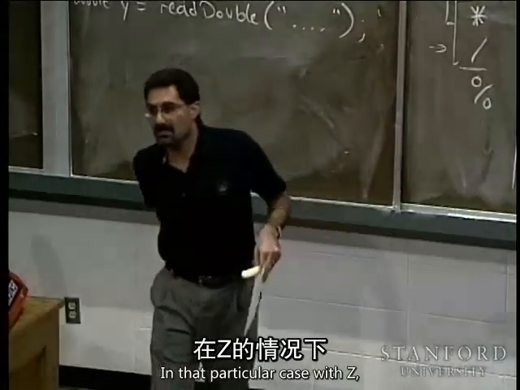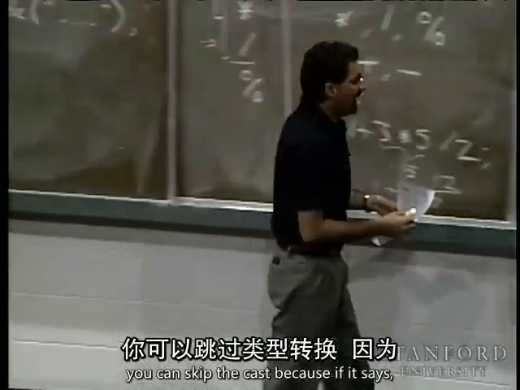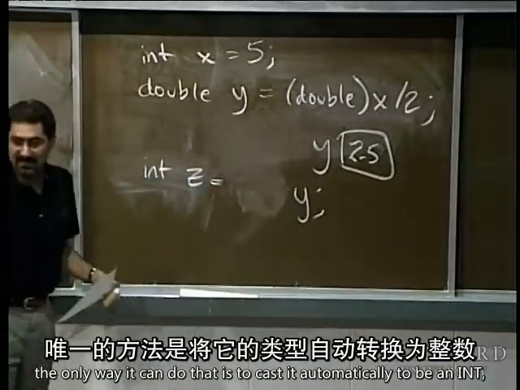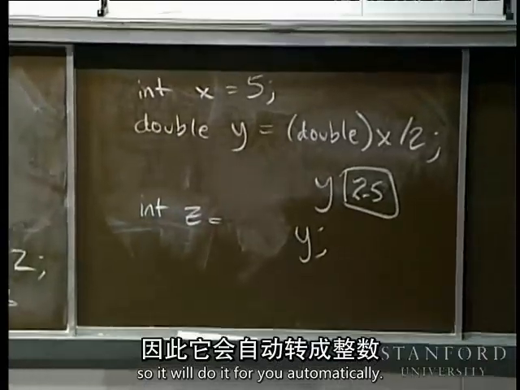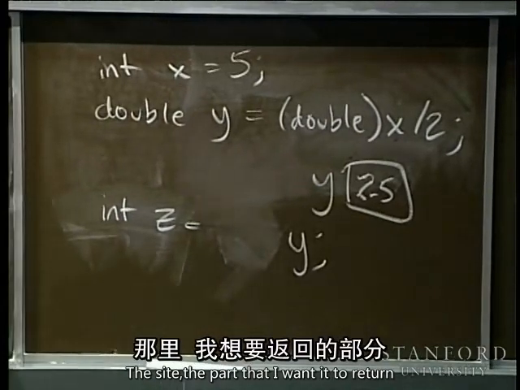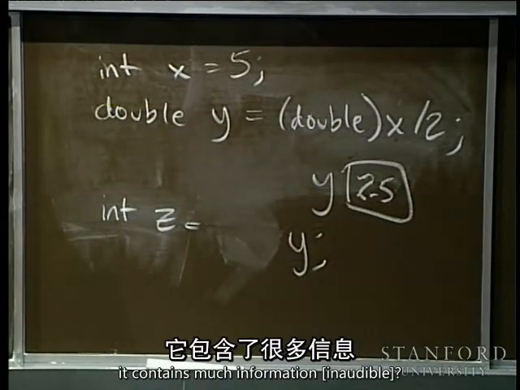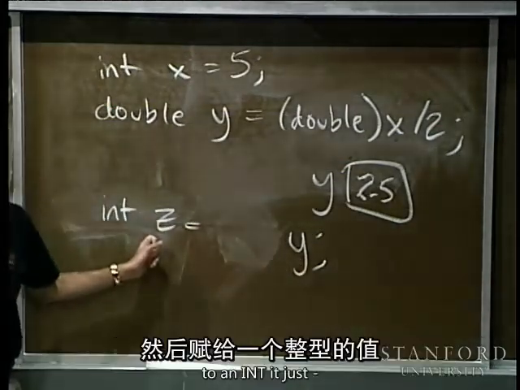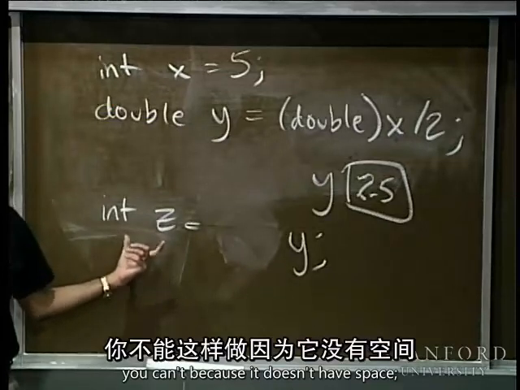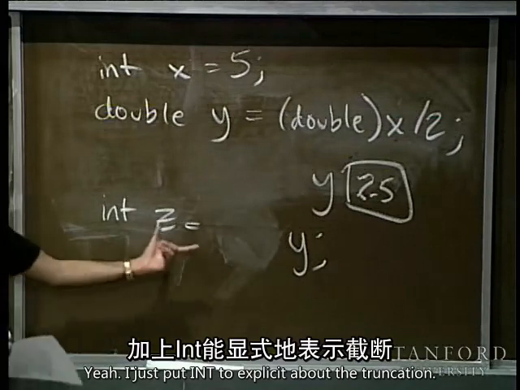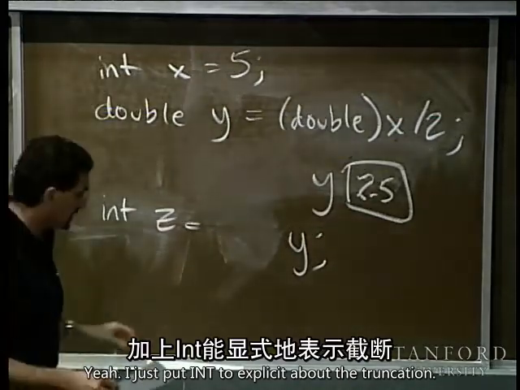In that particular case with Z, you can skip the cast because if you have Y here and you want to assign it to an int, the only way to do that is to cast it automatically to be an int. So it'll do it for you. The type I wanted to return contains less information than I was expecting. Over here, if you add a double and you try to assign it to an int, it doesn't have space to store what's after the decimal, so it just truncates it for you. I just put in the int to be explicit about the truncation.